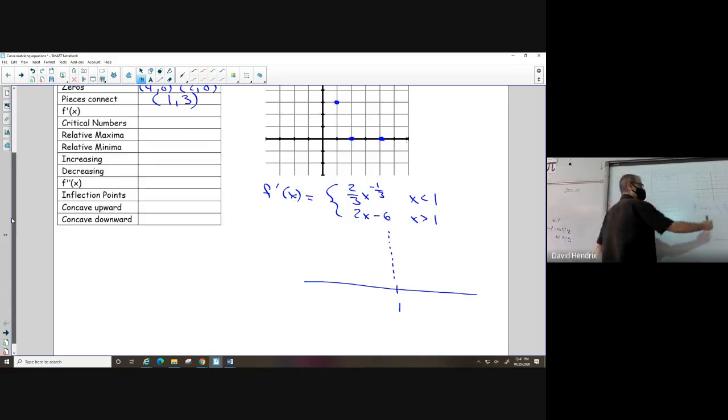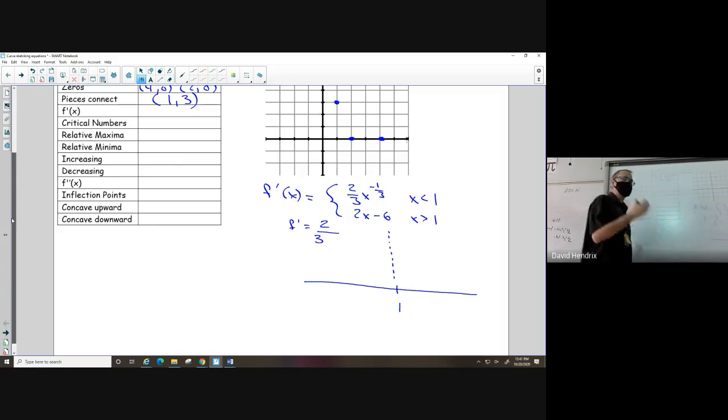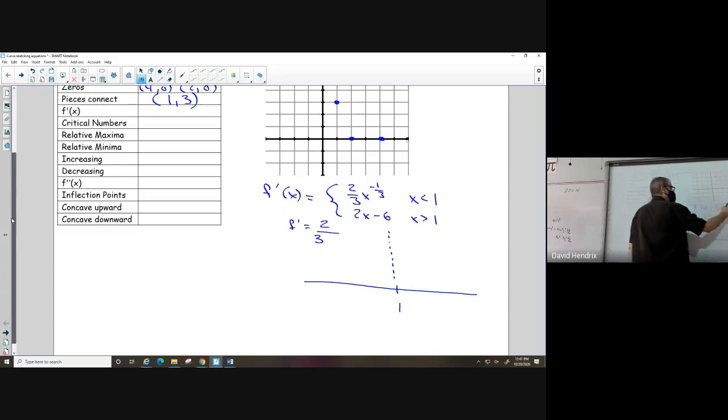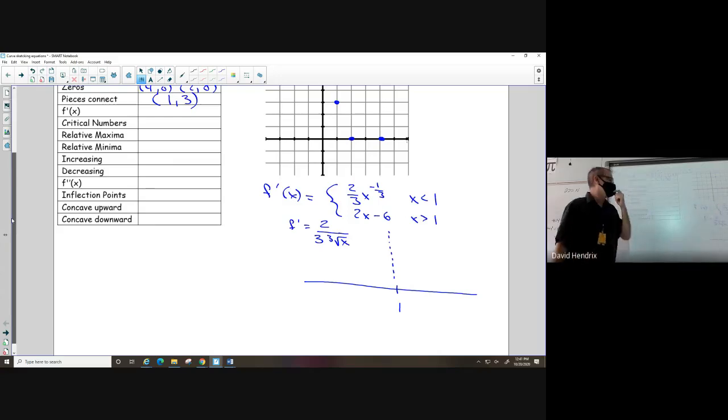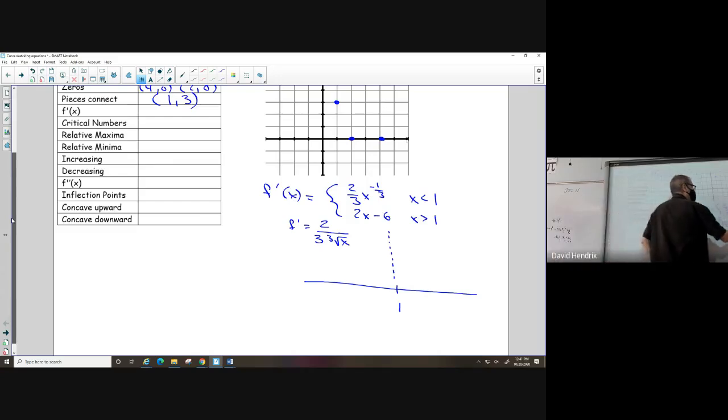And so on this left half, where x is less than 1, we're talking about this one. So we're talking about f prime equals 2/3. And I'm going to rewrite this without a fractional exponent, so it's a little easier to think about. Thinking about x to the -1/3, that's really the cube root of x in the denominator. Right? So the negative puts it in the denominator. The 1/3 power is the cube root. So that's one derivative. The other derivative over here, I'm going to put on this side, which is 2x minus 6, because that's for where x is greater than 1.